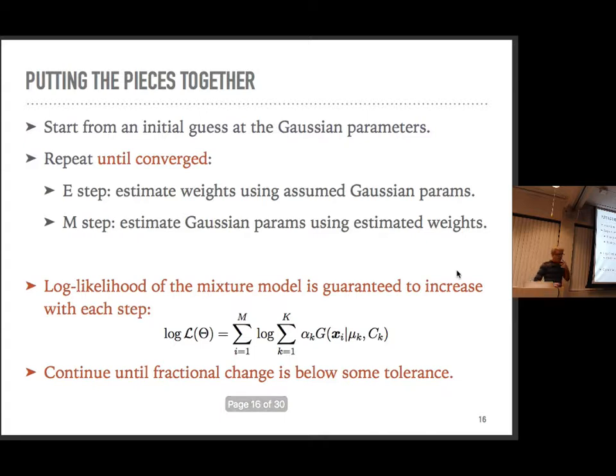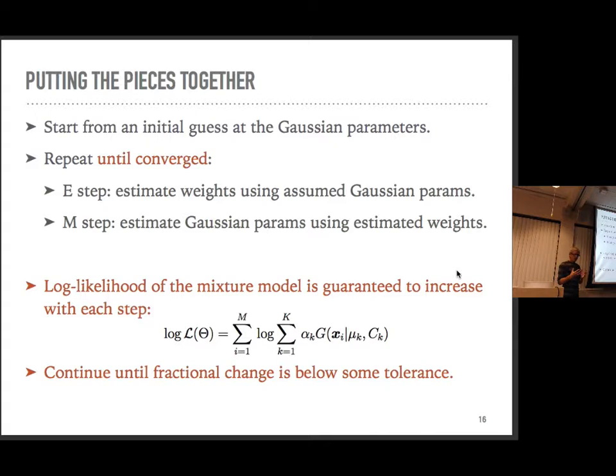And then the other technicality here is when I say repeat until converged, what do we mean by that? What we care about is basically the goodness of fit, and we'll monitor that using the log likelihood of the mixture model. So it's written like this. This is our probability. We take the log of each one, and we sum that over all of the data points.